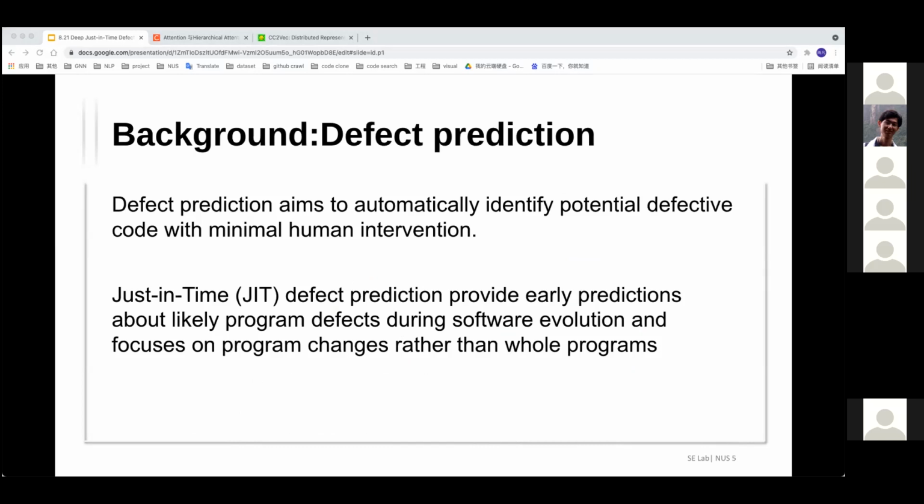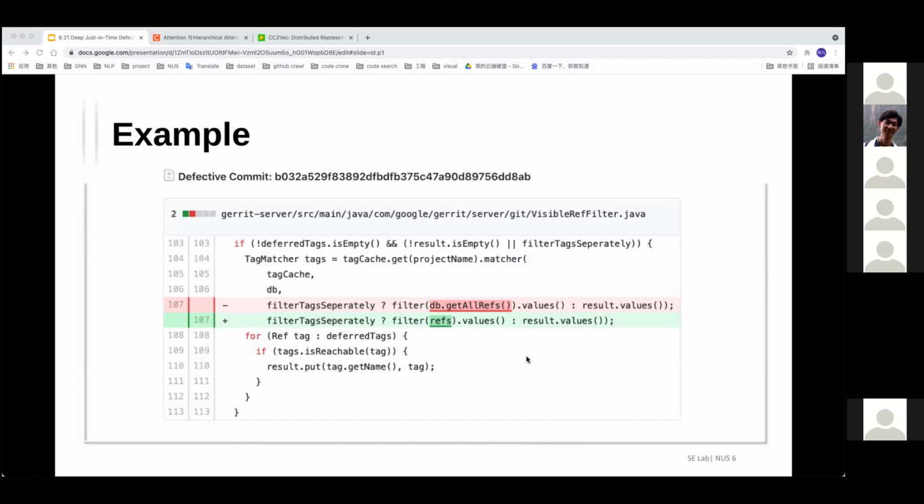Defect prediction aims to automatically identify potentially defective code with minimal human intervention. This paper is focused on just-in-time defect prediction, which provides an early prediction of likely program defects during software evolution and focuses on program changes rather than whole programs. Here is an example. This task mainly focuses on the commit information and the code changes, but does not consider the whole code. For example, here he just removes the DB get all refs call and changes it to a new call, refs.IFS. But this is a defective commit because they are not equivalent.